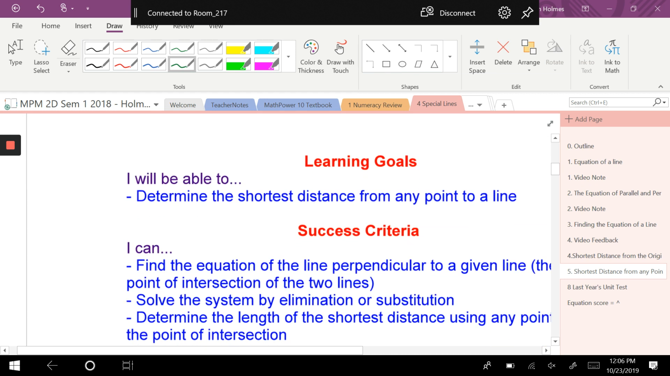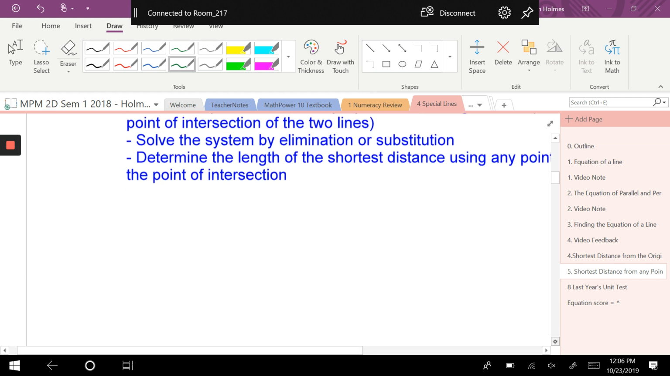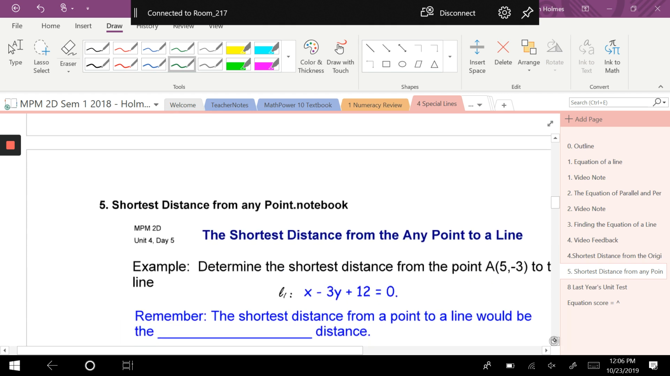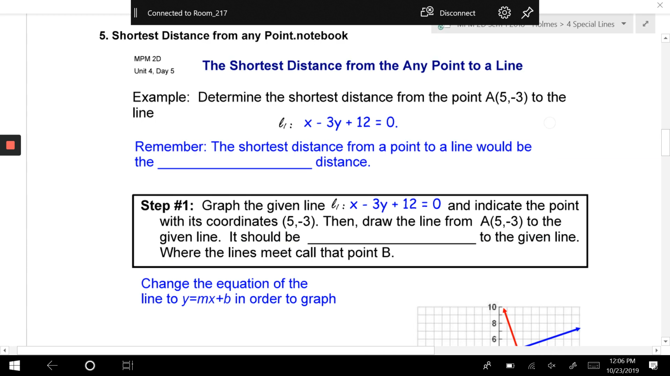Well, I'll just tell you the learning goal. Determine the shortest distance from any point to a line, right? It's a very easy addition from what we did yesterday, but the whole process is involved. Given that it's the same thing as yesterday, some of you may just want to process through on your own. Not a problem at all. Hands up if you want to follow along with me at the board, so I just kind of know who I'm talking to.